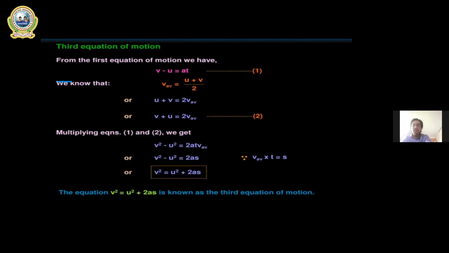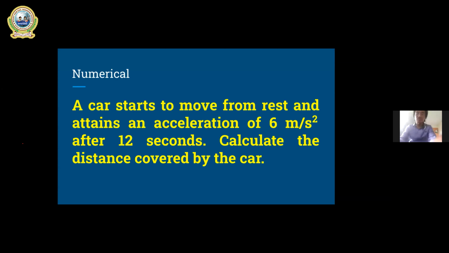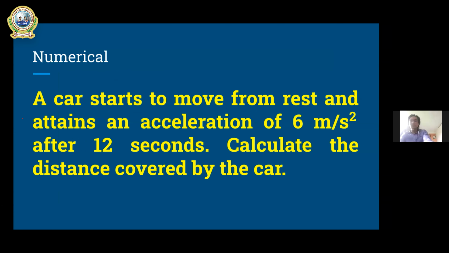Now this is for class 10. You can copy these questions, do them as homework, please. A car starts to move from rest and attains an acceleration of 6 meters per second square. After 12 seconds, calculate the distance covered by the car. Try this yourself. Please, you can take the screenshot.